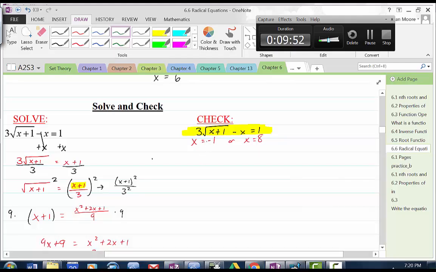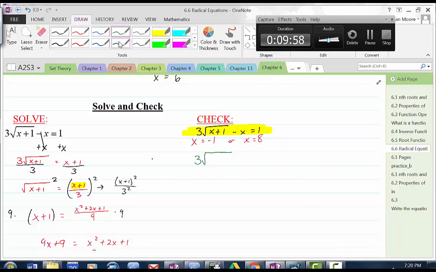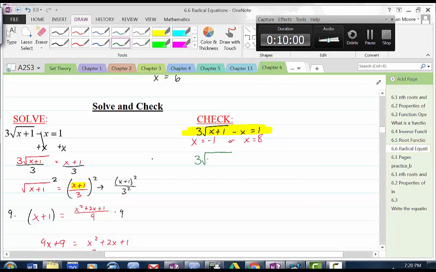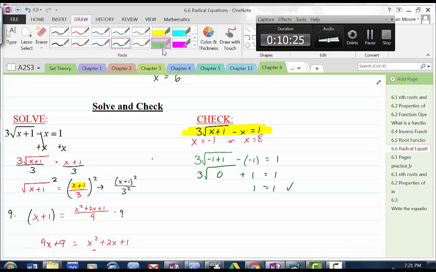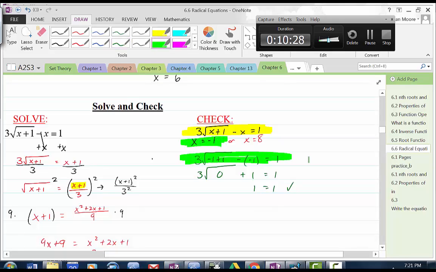First check. Let's check negative 1. If we check negative 1, that's 3 times the square root of negative 1 plus 1, minus negative 1 equals 1. Find out. 3 times the square root of 0 is 0, plus 1 equals 1. So it looks like negative 1 worked. That's what we just checked right there.